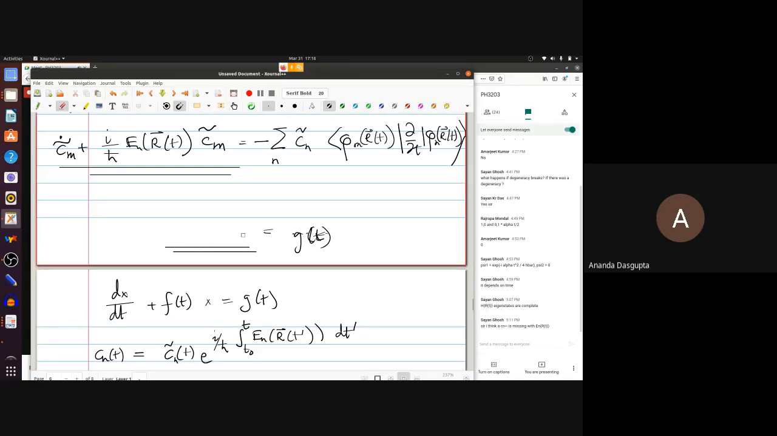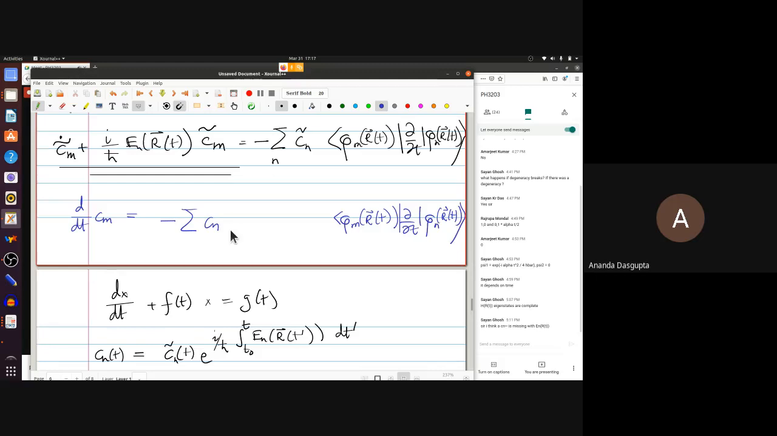So let me just try to write down the actual equation which the Cn's will obey. For this, of course, you have to multiply both sides by e to the power i by h cross integral from t0 to t of Em(r(t prime)) dt prime. And if you do that, the left hand side will simply become, okay, but there will be something here, won't there? What factor will be sitting here?